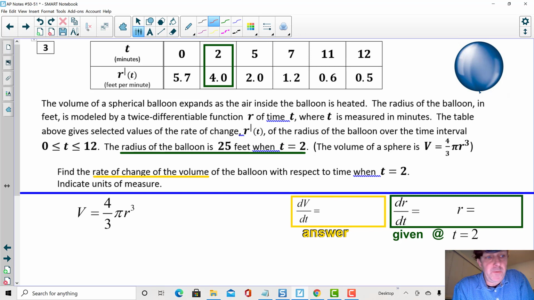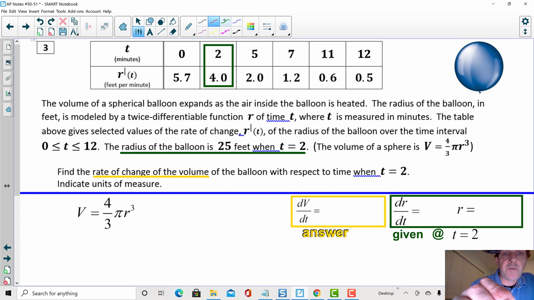The radius of the balloon in feet is modeled by a twice differentiable function r of time, where t is measured in minutes. The table above gives selected values of the rate of change, r prime, of the radius of the balloon over the time interval from t equals 0 to t equals 12. The radius of the balloon is 25 feet when t equals 2. So the radius is going to be constantly increasing, but we're going to stop at the moment when t is 2, and at that moment the radius is 25 feet.